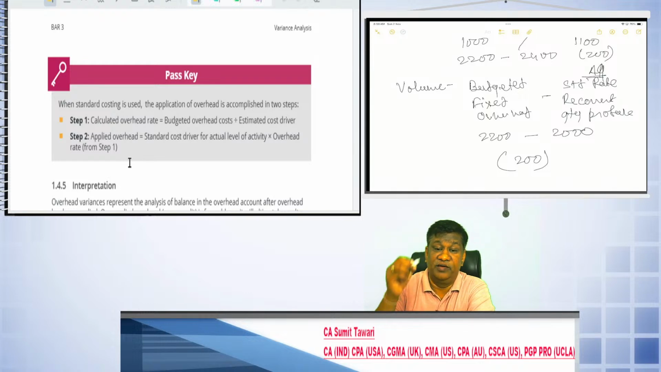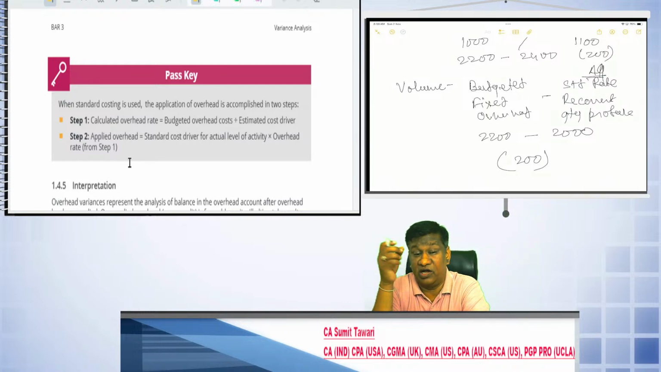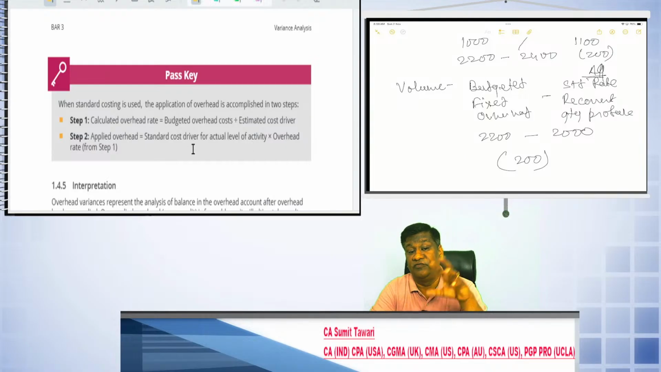So if I decided I need to recover $100 per quantity produced, then whatever may be the actual quantity produced, that I need to consider. So here the standard cost means the 100, and the standard cost driver for the actual level of activity, say for 1000 quantity produced, multiplied by 100.